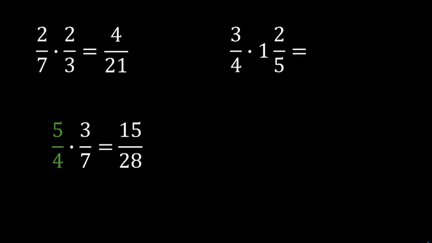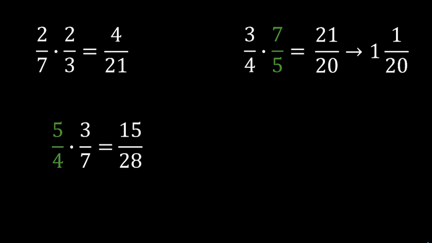Looking at my next problem, I have 3/4 times 1 2/5. Well, my 1 is a whole, so I really need to break that up. So I'm going to turn that 1 2/5 into an improper fraction. 1 times 5 is 5, plus 2 is going to give me 7. So 3/4 times 7/5. I'm going to do top times top, bottom times bottom. That's going to give me 21/20. And then I need to turn that improper answer into a mixed number. So 20 goes into 21 one whole time with 1 left over. So I get 1 1/20.